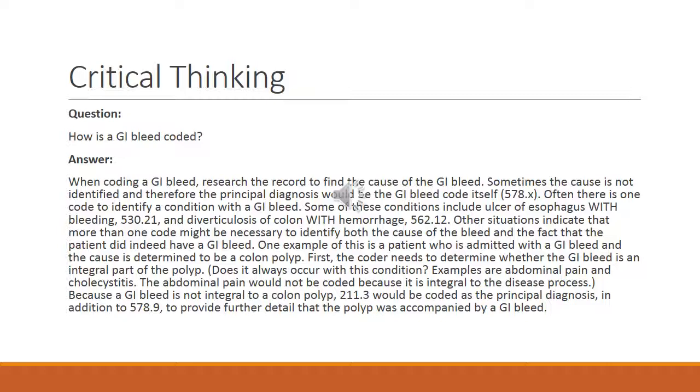Examples are abdominal pain and cholecystitis. The abdominal pain would not be coded because it is integral to the disease process. Now, because a GI bleed is not integral to a colon polyp, 211.3 would be coded as the principal diagnosis, in addition to 578.9 for the GI bleed to provide further detail that the polyp was accompanied by a GI bleed.